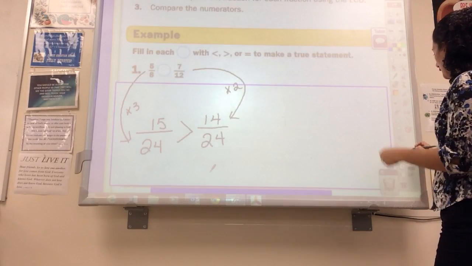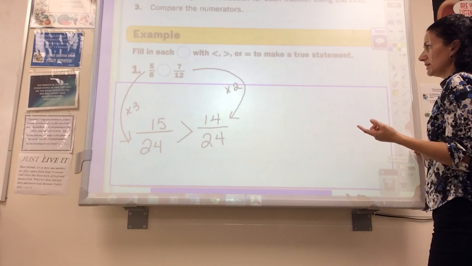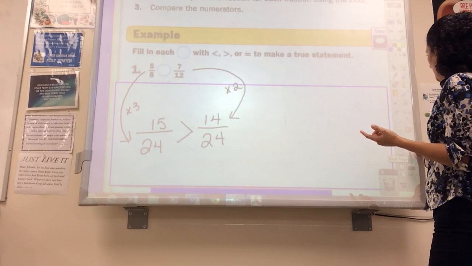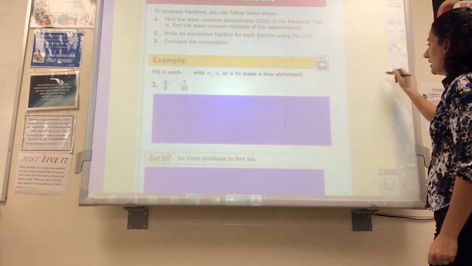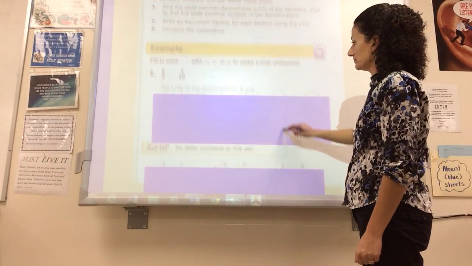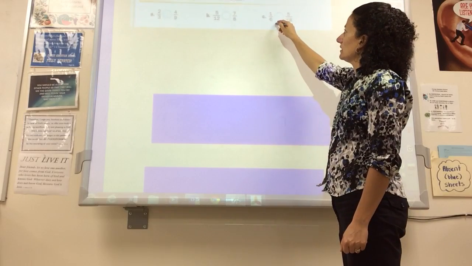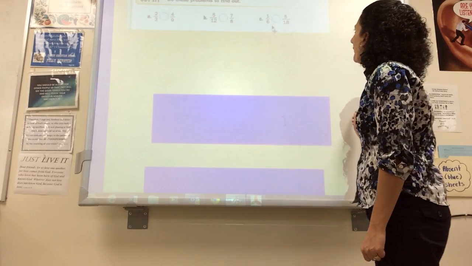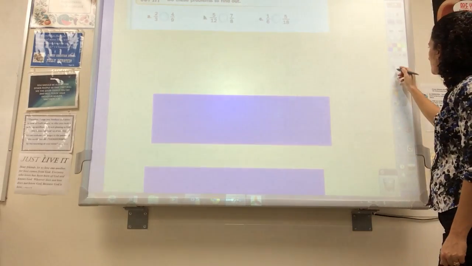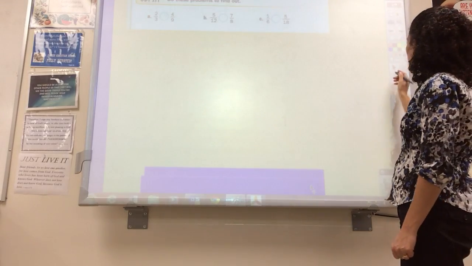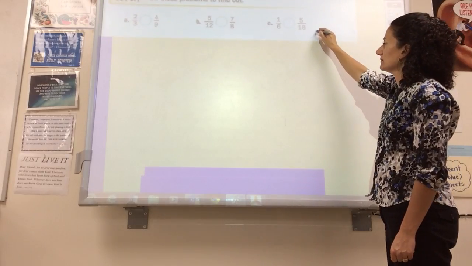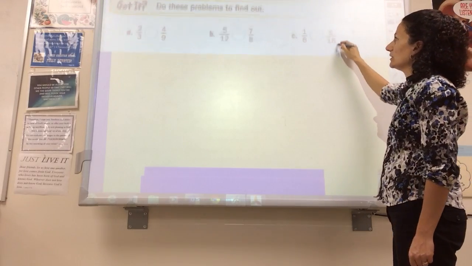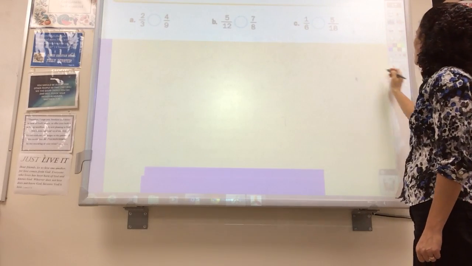Why don't you try? Make sure you've copied these notes, this example, and then I want you to try a few of these on your own. Take a look at these three. I want you to try these three problems. Use the example I just gave you. Make them a little bit bigger so you can see. Pause the video and unpause it when you're finished, and we'll go over them.